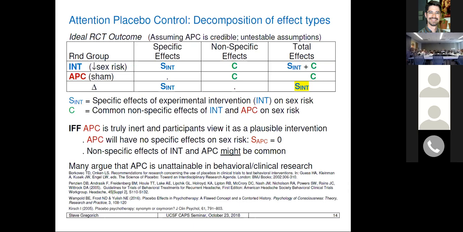So this is an attempt to clarify, and you can tell me if it clarifies or confuses. We've got a row for the intervention group, a row for the attention placebo control, and then specific kinds of effects listed here. S int is the specific effect of the sex risk reduction intervention. These are the theoretically indicated effects you would expect based upon mechanisms of action. The APC is a sham.